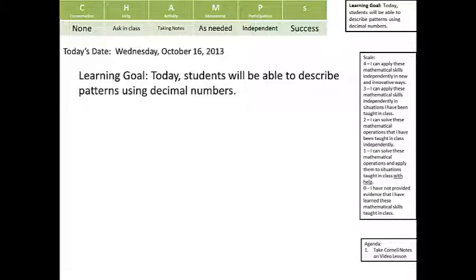Alright, so we're going to begin our next learning goal. Today students will be able to describe patterns using decimal numbers. Before we start that, we're going to start with some terminology that I need for you to understand.